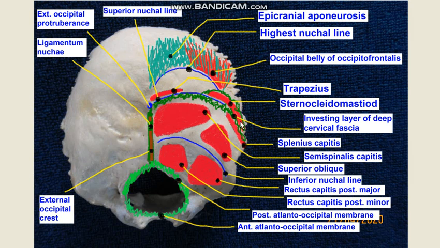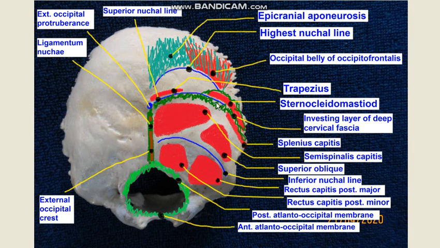We have painted it on one side only, and to this superior nuchal line you can see the attachment of the trapezius muscle in the medial part, the medial 1/3, and laterally you can see the attachment of the sternocleidomastoid above and the splenius capitis below.